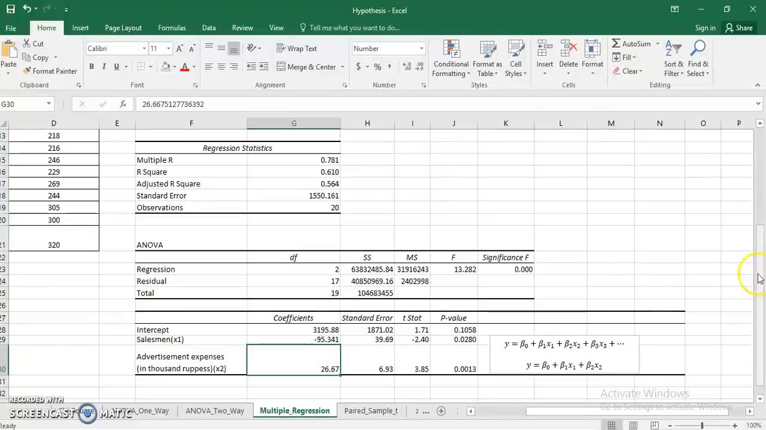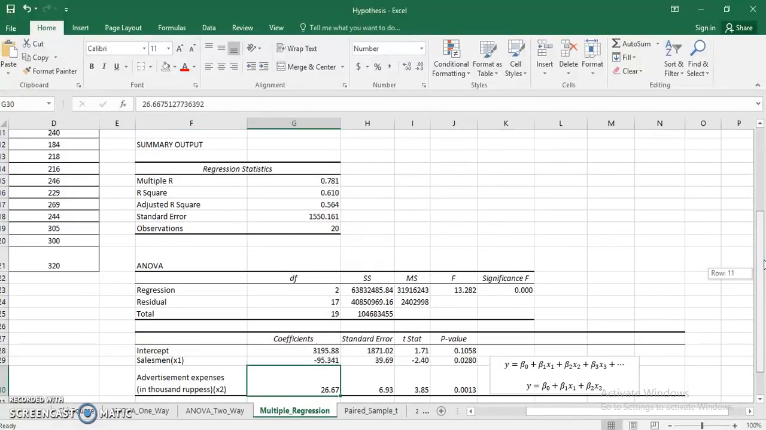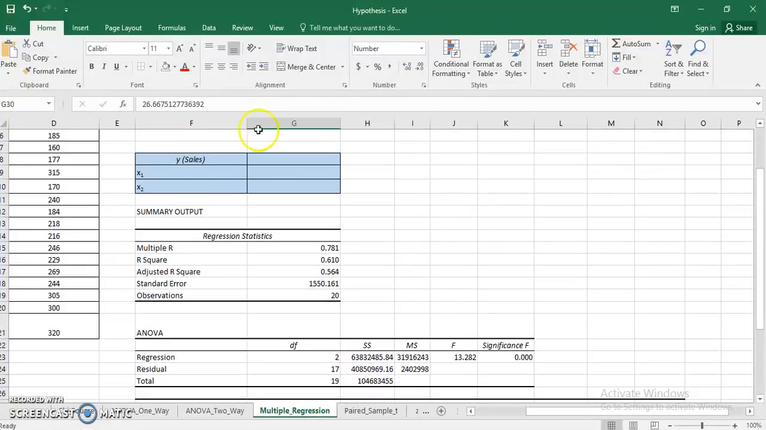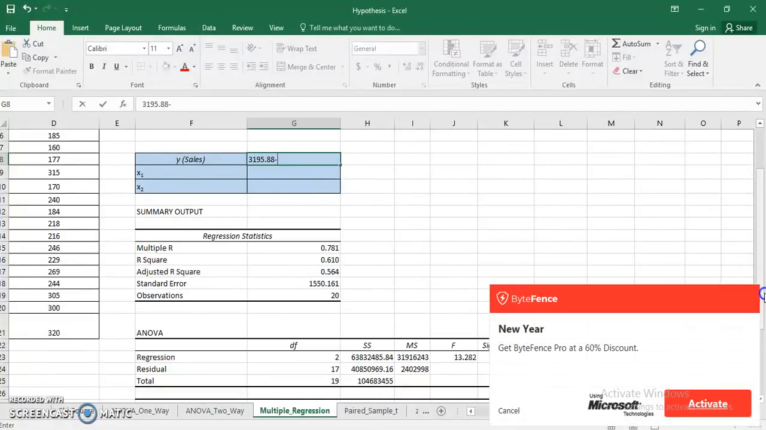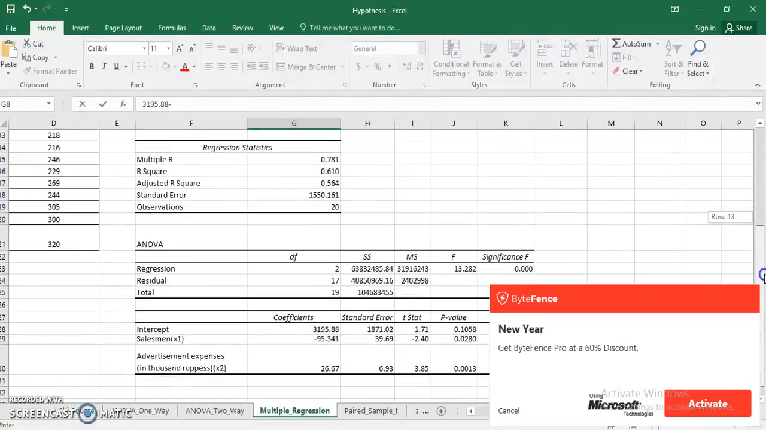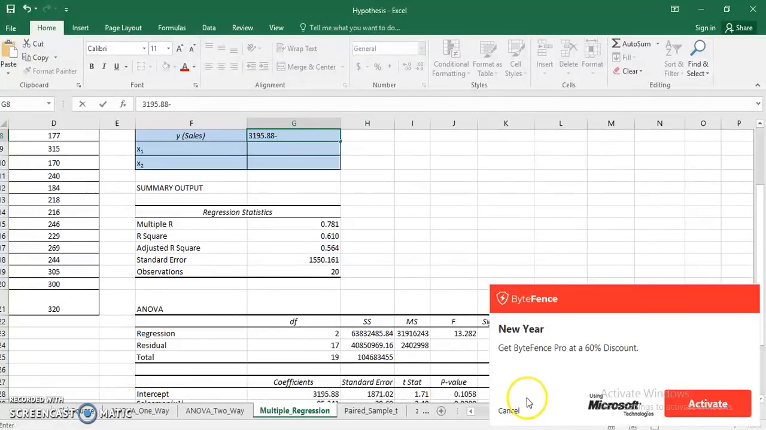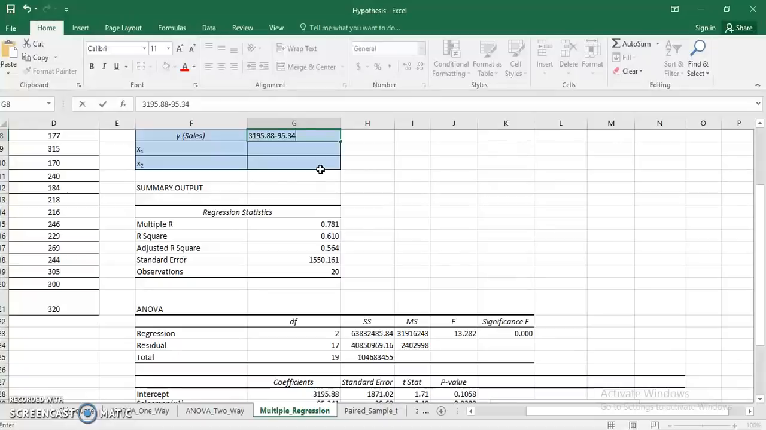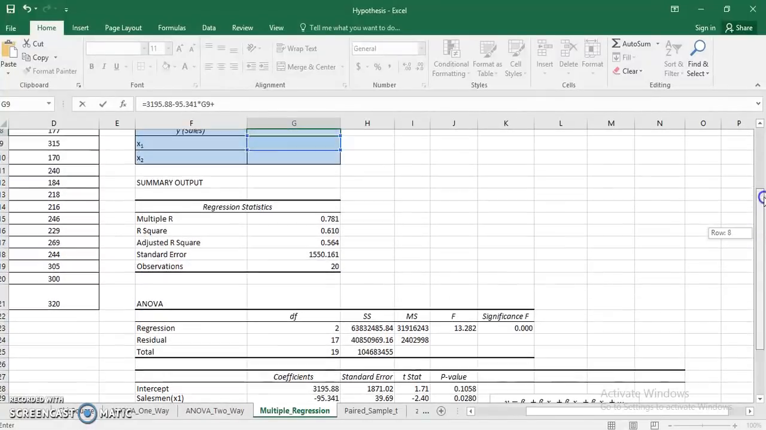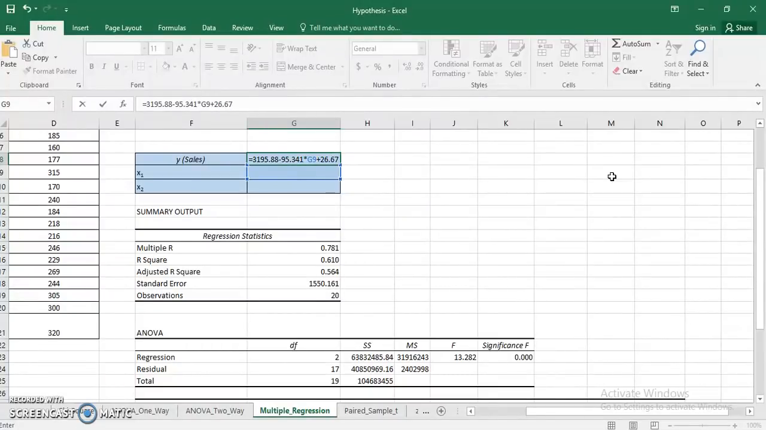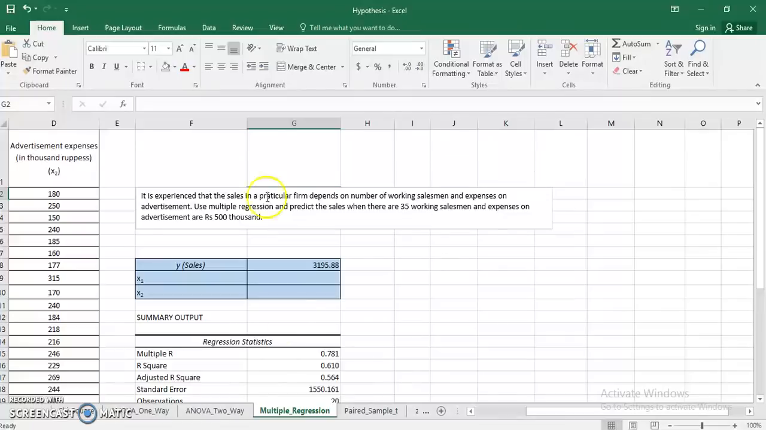So I'll write this equation into my output cell right here, y as sales. So beta 0 is 3195.88 minus, and I put the minus sign because my next value is negative, 95.341 times x1. So I'm going to put my x1 value here. So I select it. Oops, I forgot to put the equal to sign before the formula. Very basic things. x1 right here plus beta 2 value, which is 26.267 times x2, which is right here. And I hit return. So that gives me the y value when my x1 and x2 both are 0.